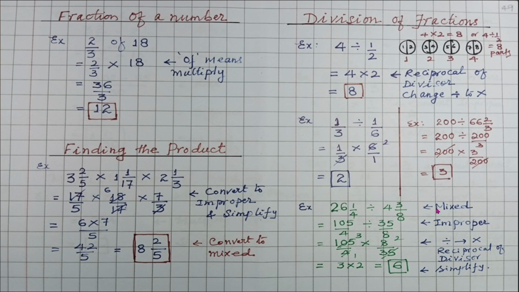Now here we have two mixed fractions, and we want to find the division between them. So 26 integer 1 by 4, convert into improper fraction. 26 into 4 plus 1 becomes 105 by 4. 4 into 8, 32 plus 3, 35 by 8. Take the reciprocal of that, convert the division into multiplication, 8 by 35, and simplify it, you find it is 3 into 2, and 3 into 2 becomes 6. So that is the procedure of dividing one mixed fraction by another mixed fraction, and remember that.